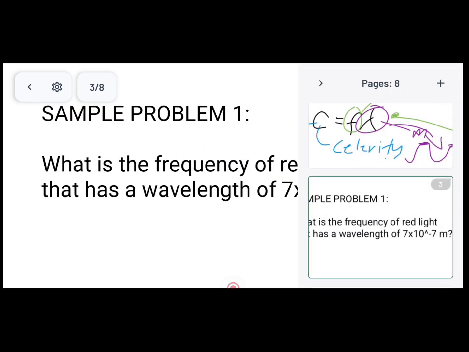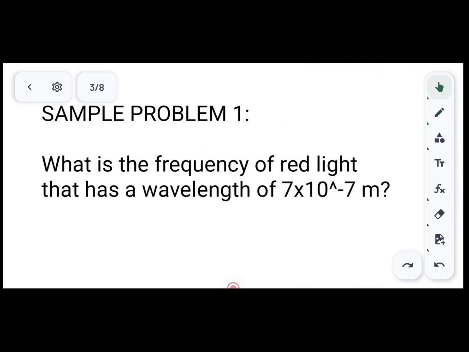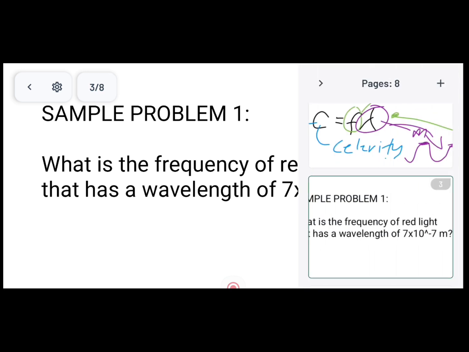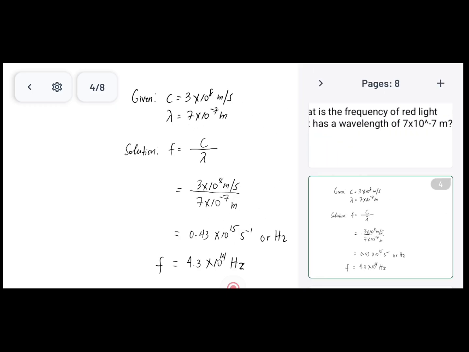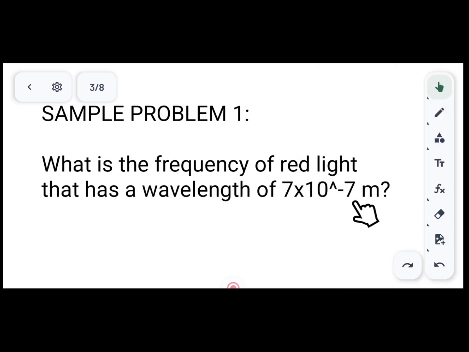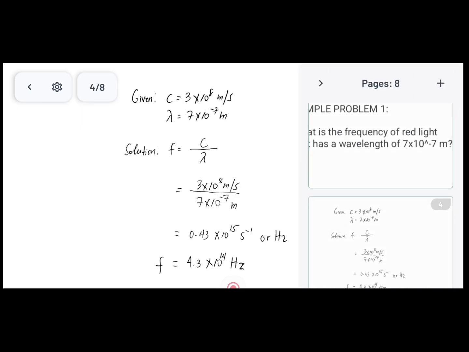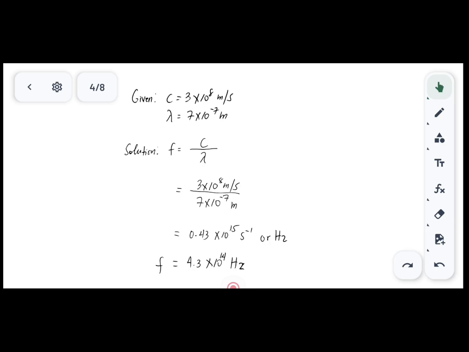Okay, now we're done with that. Let us deal with sample problems. We have here sample problem 1, the basic problems. What is the frequency of red light that has a wavelength of 7 times 10 raised to negative 7 meters? On this problem, we have to identify first, as always, the given values. We have 3 times 10 raised to 8 meters per second, which is constant and always given. Then we have the lambda, or the wavelength, which is given in the problem as 7 times 10 raised to negative 7 meters.